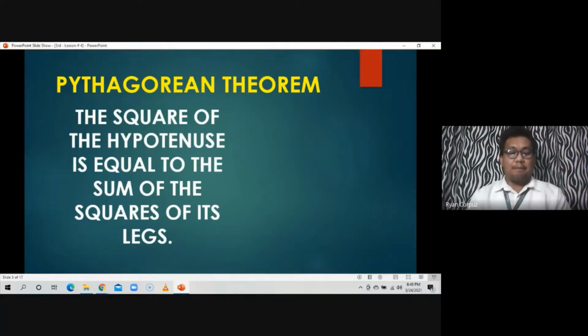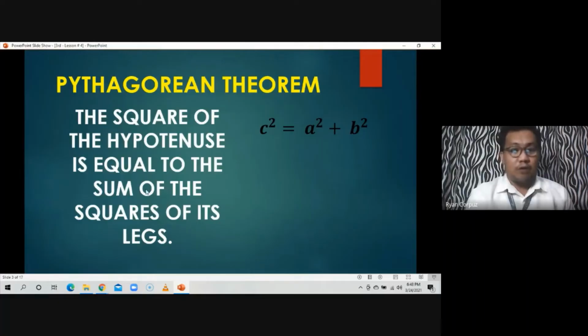So that statement, if we're going to turn that into an equation, we'll come up with the equation as C squared is equal to A squared plus B squared. So if we are going to turn this into symbols, so ganito yung kalalabasan niya, that C squared is equal to A squared plus B squared. So ayan yung tinatawag natin as Pythagorean Theorem. So that Pythagorean Theorem, the equation c squared is equal to a squared plus b squared, yan yung ginagamit natin when we are finding for the hypotenuse.